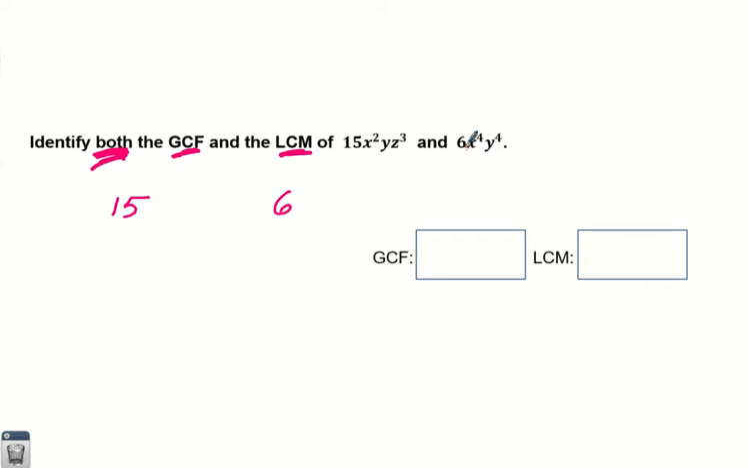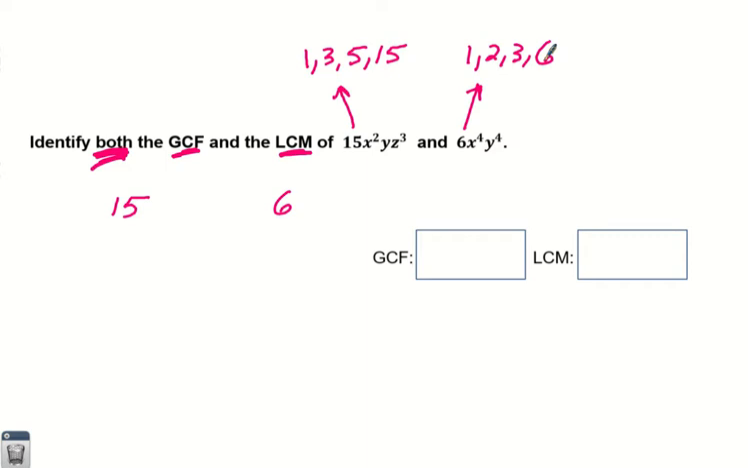Like me, for example, I can look at 15 and 6, and I can come up with the greatest common factor of those numbers like that. Some people might have to actually list all the factors, like 1, 3, 5, and 15, and then list all the factors of 6: 1, 2, 3, and 6.